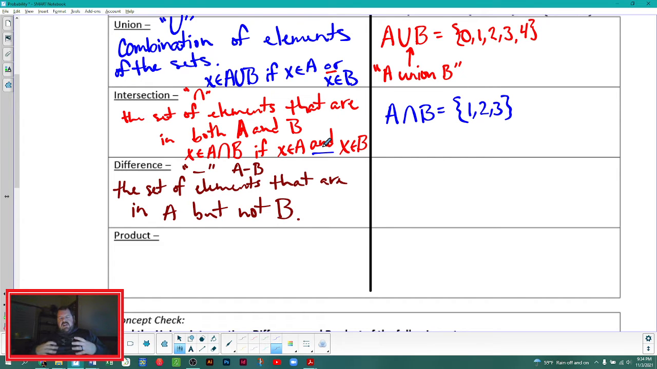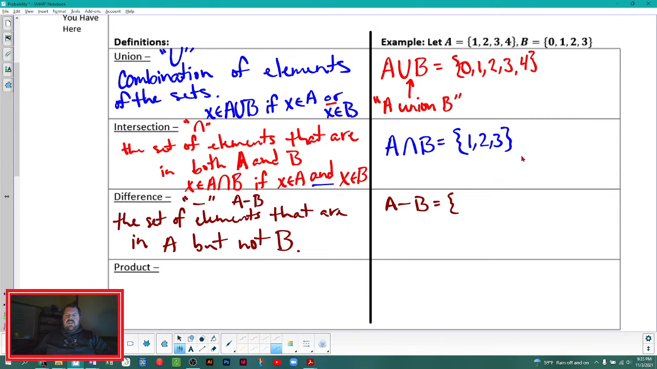So it's the set of all objects that are in the first thing, and the idea of minus the second thing means that it's not in the second thing. Okay, it's not in the second collection. So with the example that we have here, we have A minus B, or the difference between A and B.